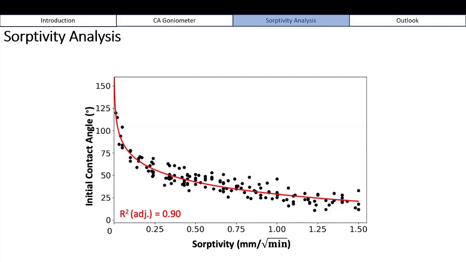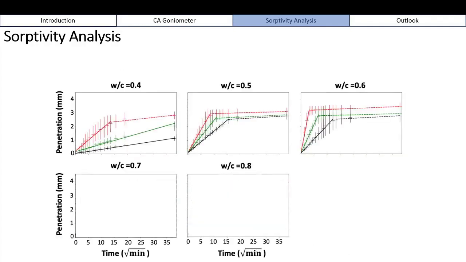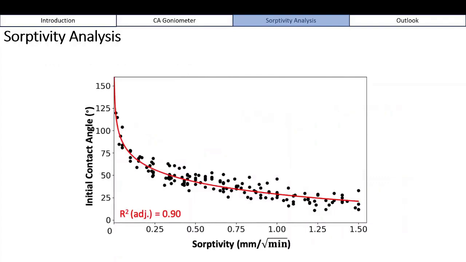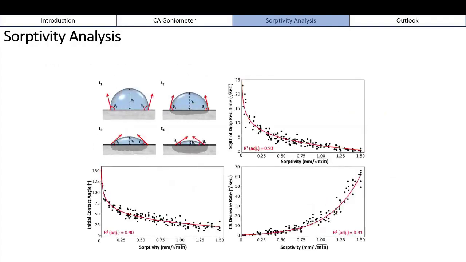The other thing it gives me is, instead of waiting for 6 hours to get one slope, it gives me an idea of the sorptivity in a matter of seconds. And of course, I noticed that the time required for the droplet to be absorbed by the surface, which I call droplet residence time, is also correlated with the sorptivity.